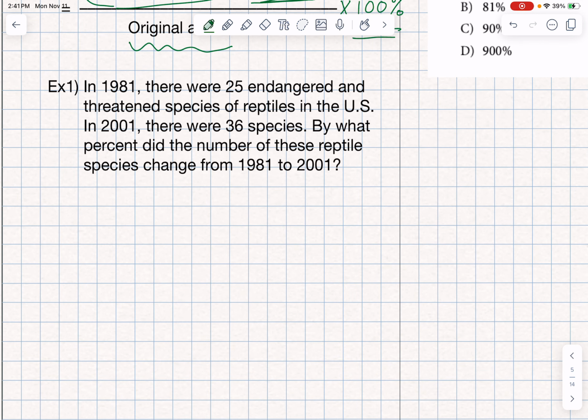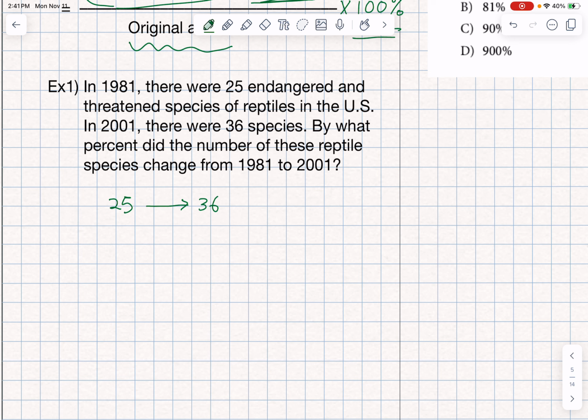In 1981, there were 25 endangered and threatened species of reptile in the US. In 2001, there were 36 species. By what percent did the number of these reptile species change from 1981 to 2001? There were 25 in 1981, and it changed to 36 species in 2001. So we need to find the percent increase, since it increased from 25 to 36.